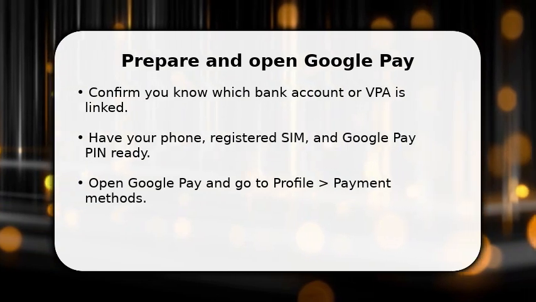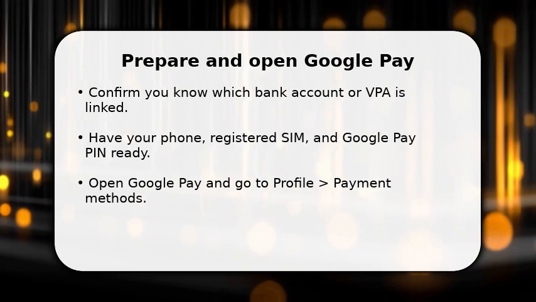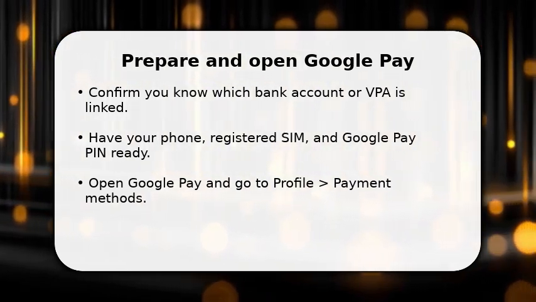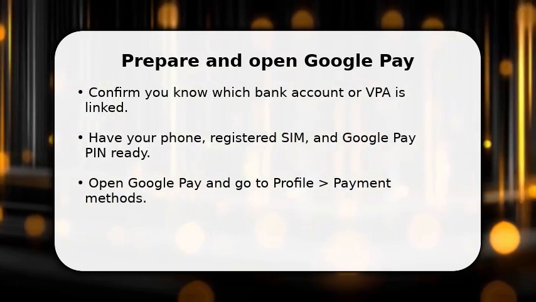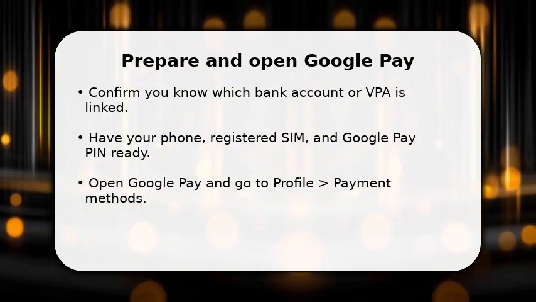Now open Google Pay and tap your profile icon at the top right. Once done, select Payment Methods to view linked bank accounts and UPI ID. This puts you directly into the list of active links. Make sure you identify the exact account or VPA so you don't unlink the wrong one.